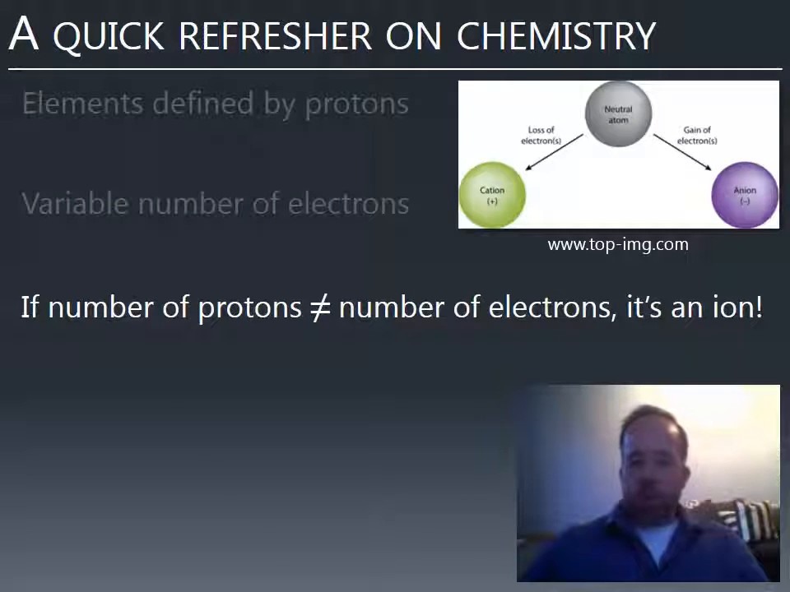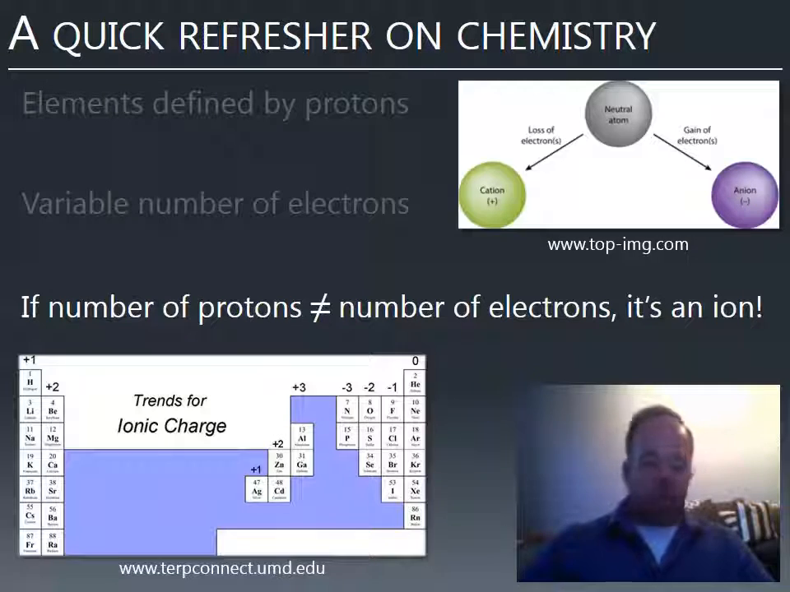Now, if these two charges don't balance out, in other words, if the number of protons is not equal to the number of electrons, it becomes what's called an ion, which means the charge isn't even between the two, so the atom itself has a net charge. It's a little more positive or a little more negative than neutral. So if it has more electrons than protons, it becomes negative. If it loses electrons until it has fewer electrons than protons, then it becomes positive.